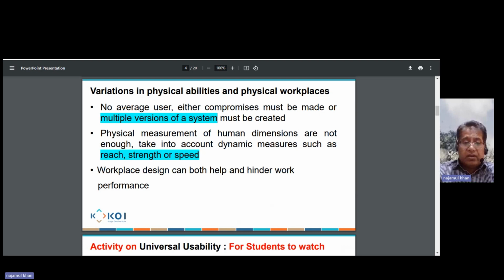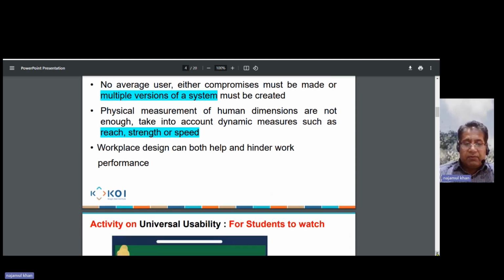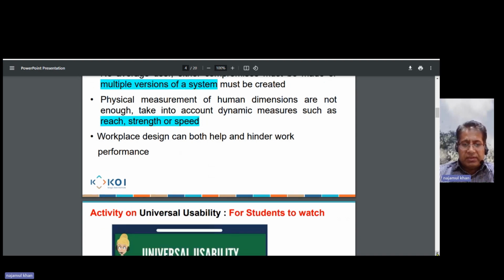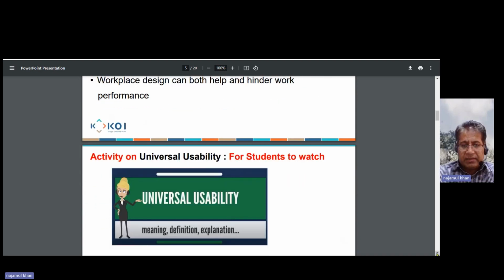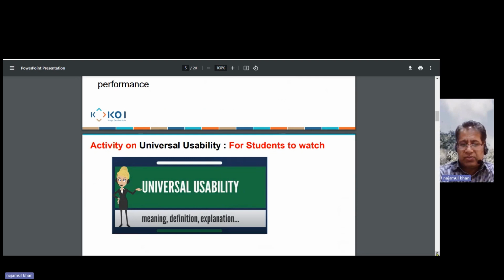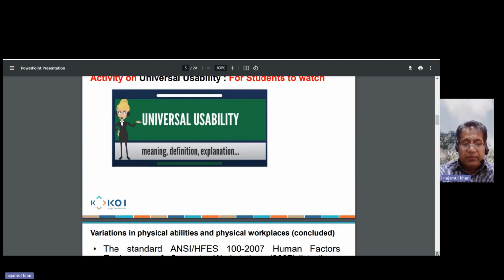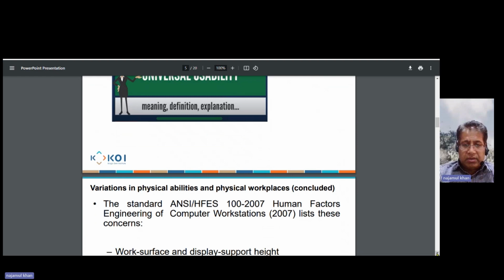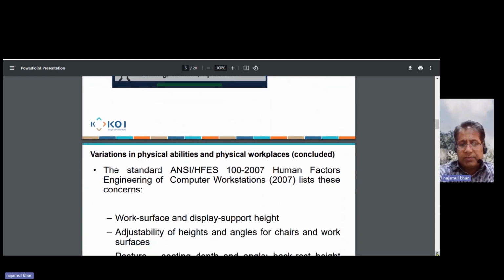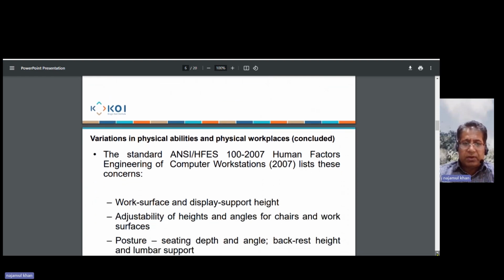Okay, now some of the information we're going to look at here. There's a website which I would like you guys to watch in your spare time. That will give you some extra knowledge and information about universal usability.